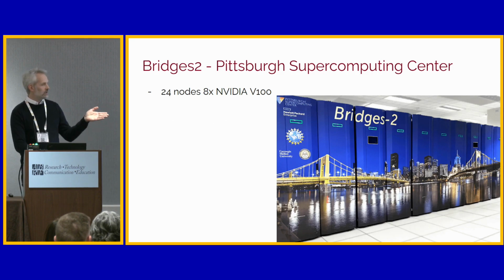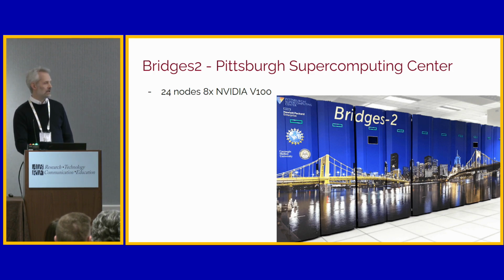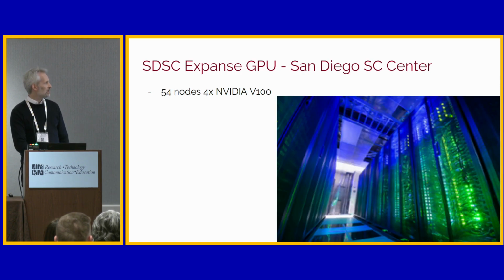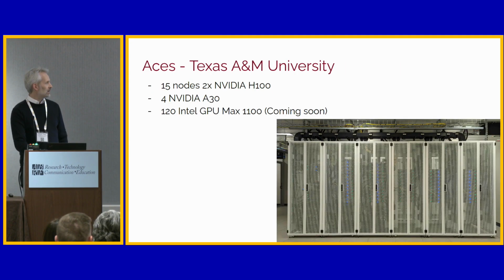Bridges 2. When you see V100, that's a previous generation. It's about half as fast as the A100s, but still enough, depending on what you're doing. At Purdue, there's A100s again, and in San Diego, there's 54 four-way V100s. These last two are Texas A&M. They have H100, the latest generation, so that would be the fastest that you can get at the moment before the next generation comes up.